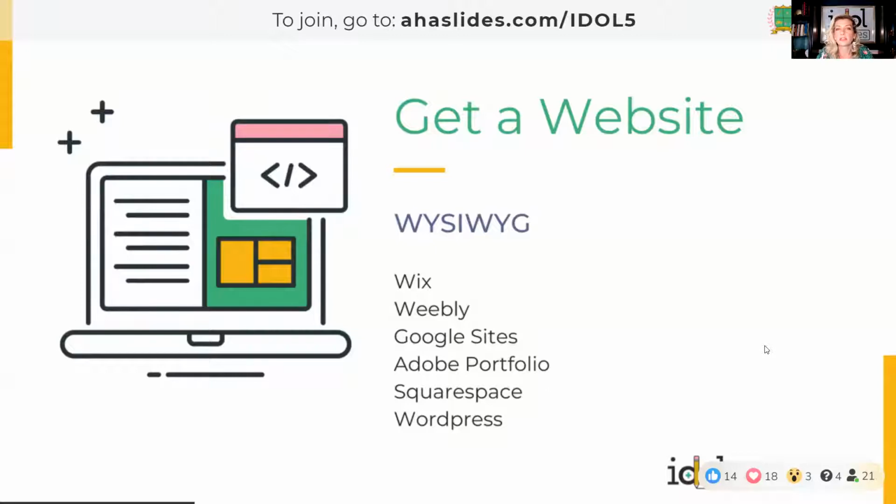Some of the ones that you can check out to start building your website are Wix, Weebly, and Google Sites. If you have an Adobe Creative Cloud subscription, you can get Adobe Portfolio included in that for free. Squarespace is not free, but it is really pretty, and you can make a really nice looking website easily with it. Last I checked, it was $18 a month. Google Sites is free, and Weebly and Wix both have free versions.